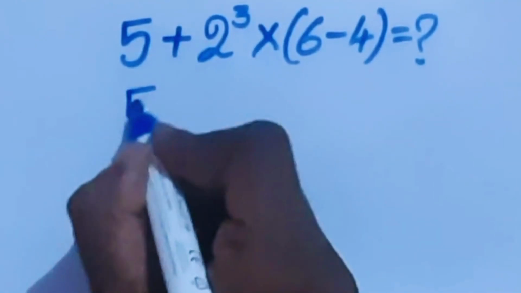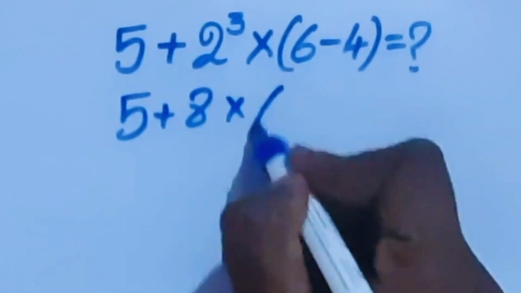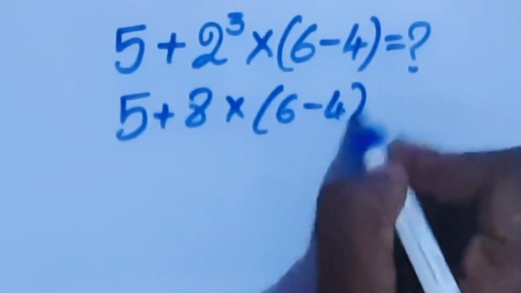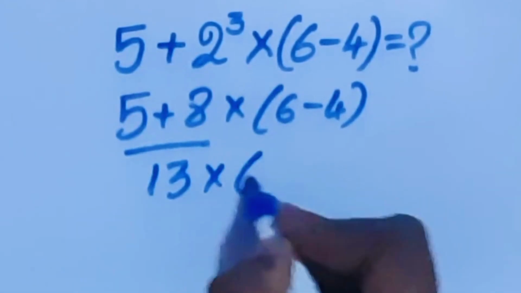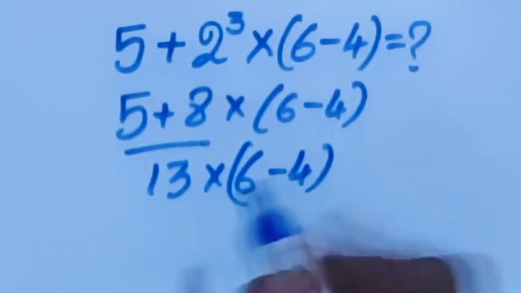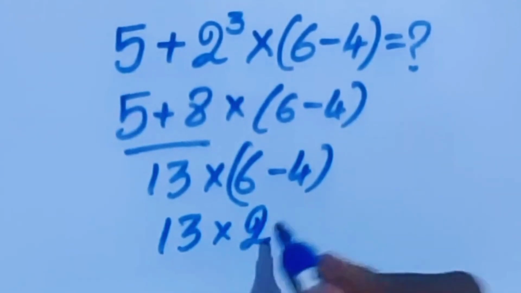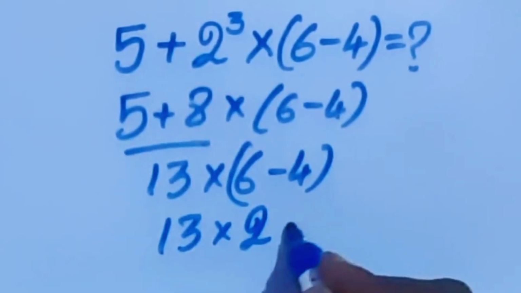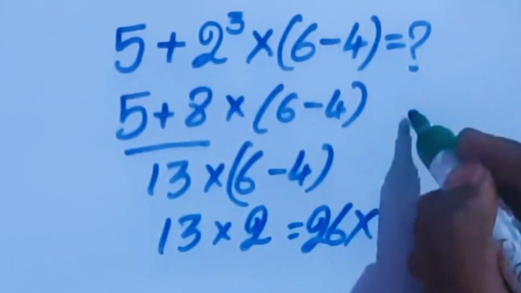Hi guys, here 5 plus 2 power 3 is 8 times (6 minus 4) in bracket. Here 5 plus 8 is 13 times (6 minus 4) in bracket. Here 13 times (6 minus 4) is 2. Here 13 times 2 is 26, which is the wrong answer. As per this order of operation, this 26 is the wrong answer.